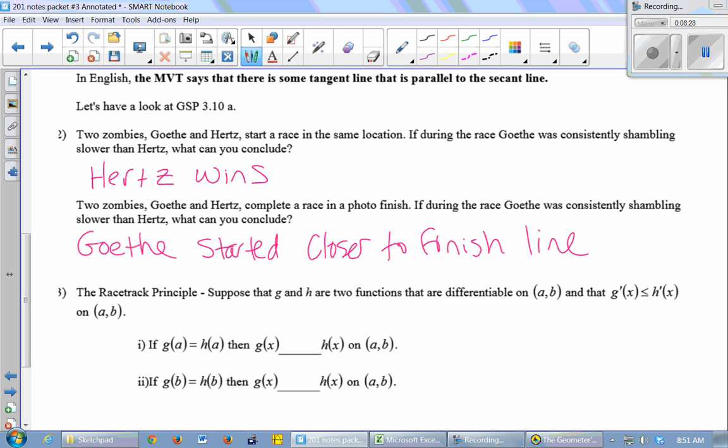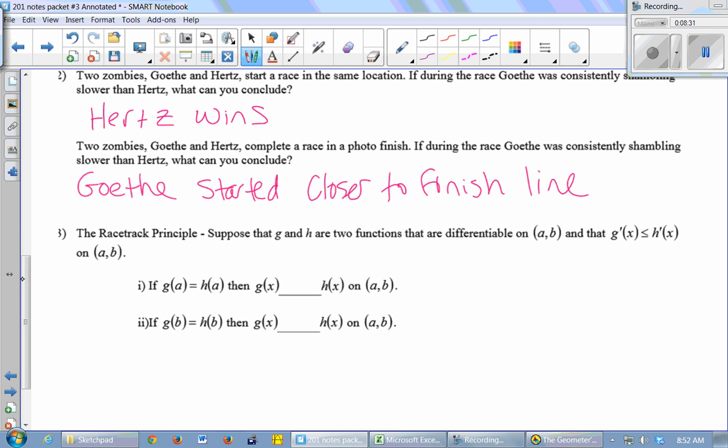Okay, so this leads us to the racetrack principle. So it says, suppose you have two functions, g and h, Goeth and Hertz, right? And they're both differentiable on a to b, and g prime is always less than or equal to h prime. That's saying Goeth is always slower than Hertz, right? That's the speed, g prime and h prime. Okay, so if g of a equals h of a, that means they start in the same place, right? Then how did g and h compare at the finish?